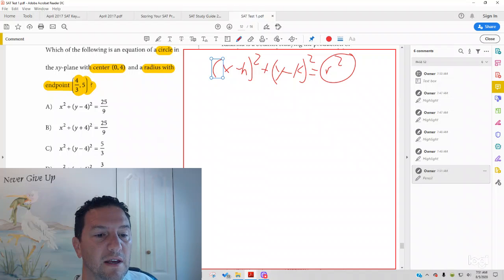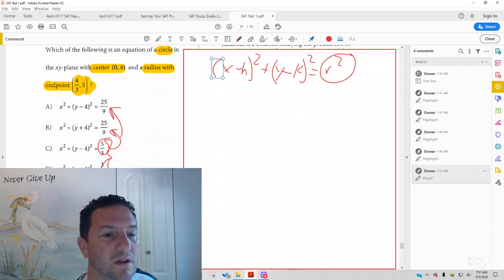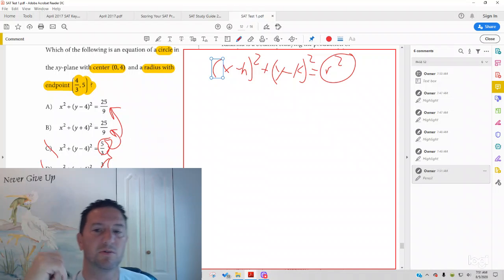So the correct answer is probably going to be one of the other answer choices squared. 9 over 25 is not there, but 25 over 9 is there. So this squared is in these two answer choices. So it's probably not going to be C or D, it's probably going to be A or B.